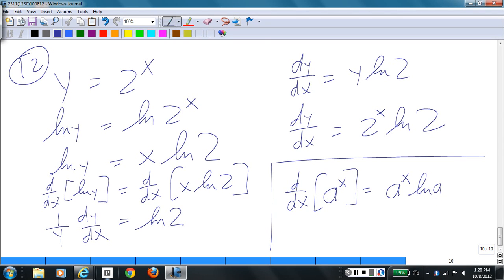And in the special case, when a equals e, d dx of e to the x would be e to the x times the natural log of e. What's the natural log of e? 1. So that's e to the x. So if we had done that first, all we'd have to do is plug in e for a, and that would tell us that d dx of e to the x equals e to the x.